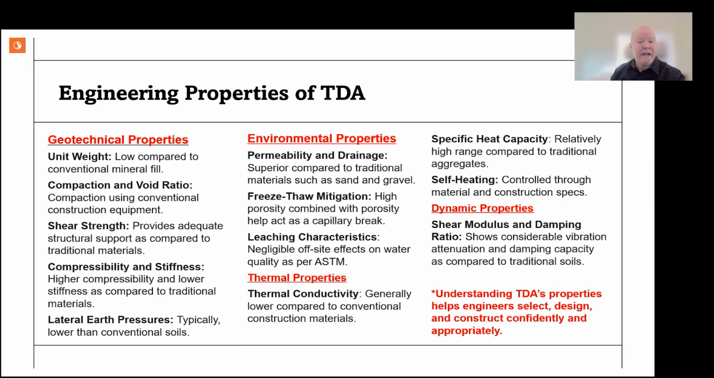TDA has low unit weight compared to conventional soil. TDA is about a half to a third the unit weight of soil. This makes it great for embankments, bridge approaches, and slope stabilization projects. Due to its low unit weight, TDA is ideal for retaining wall backfills. With high porosity, TDA drains water up to 10 times faster than gravel, making it ideal for stormwater systems, drainage layers, and preventing water damage.